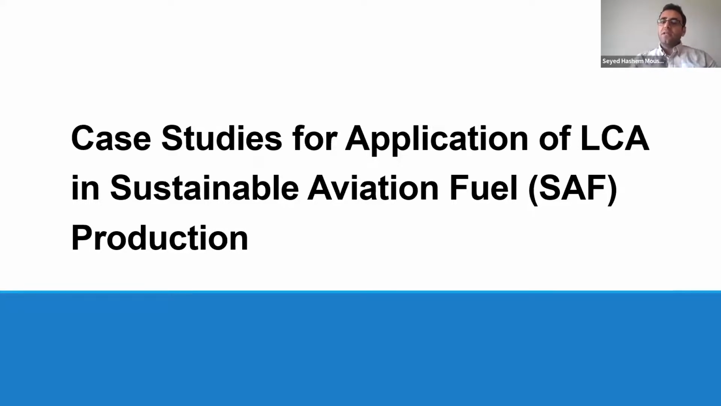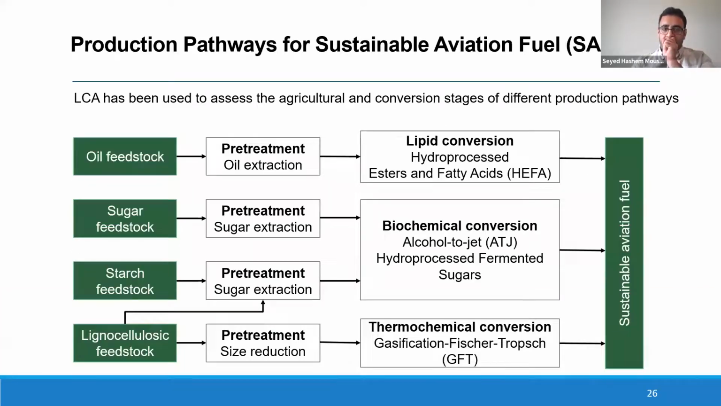Here, I'll provide a case study of application of LCA in sustainable aviation fuel production. Sustainable aviation fuel, or SAF, can be produced from different types of feedstock through different pathways. For example, oil-based feedstock: canola, soybean, camelina. They can be converted to SAF, but we have pretreatment, which is oil extraction, and then we have conversion processes. For example, hydroprocessing technology or the HEFA process can be used for conversion of oil into SAF.